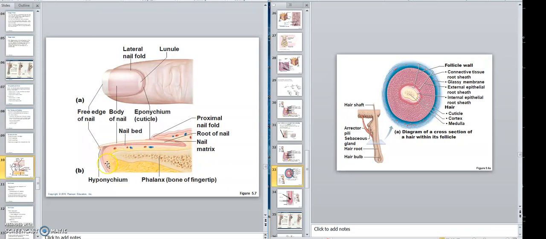Sometimes you can get a felon, not the criminal. A felon is when you get an infection in the pulp of the finger, and that could even destroy the bone here, the phalanx. So that's why you better be sure, if you're a female and go to the nail shops, that they keep their instruments good and clean, because you can easily get some infections and so forth in there. Just wanted to point that out to you. So those are essentially your nails there.